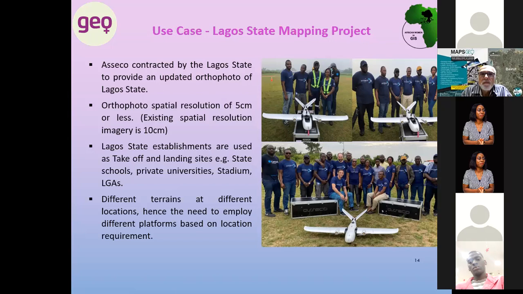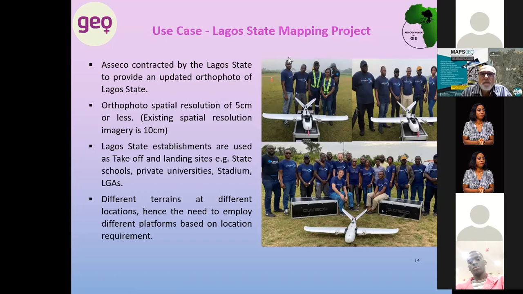Also, to give you a background, about 10, 11 years ago, Lagos State government had an aircraft and flew over Lagos and produced an orthophoto of 10 centimeter resolution. So in this case, after 10 or more years, we want to do better. So we were contracted to produce 5 centimeter orthophoto using unmanned aerial vehicles. But right now we are producing the orthophoto at 2.7 centimeters, which is even a better result than we envisaged.